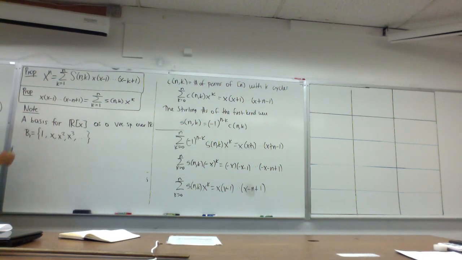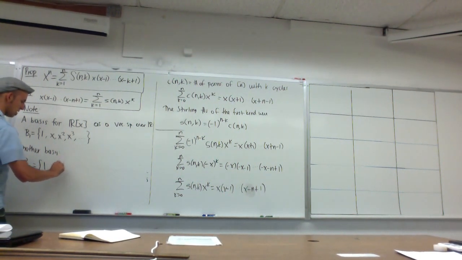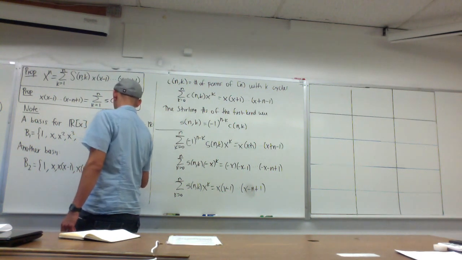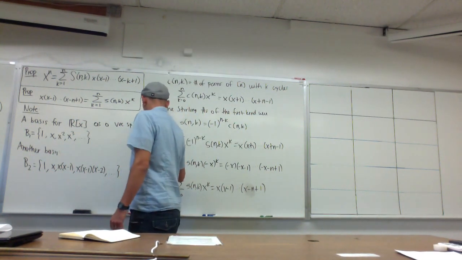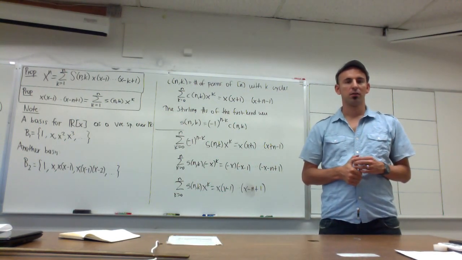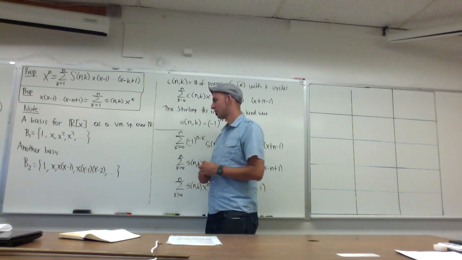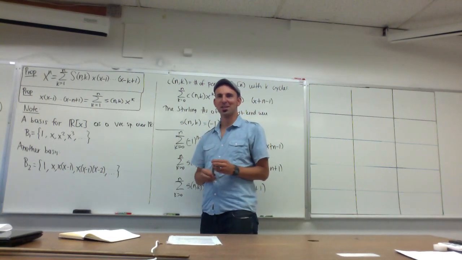So what I claim is that we can produce a second basis. It also starts with 1, then x, then x times x minus 1, then x times x minus 1 times x minus 2, etc. Okay. So I claim that this is also a basis. How can I prove it? Well, yeah. The maximum degree of each of these polynomials is unique. So linear independence. So you're already being more clever than I was going to be.